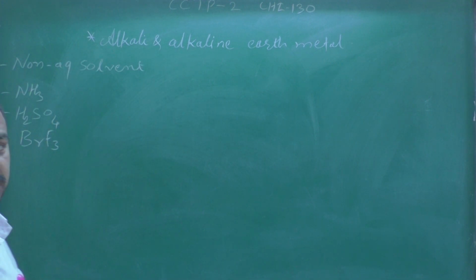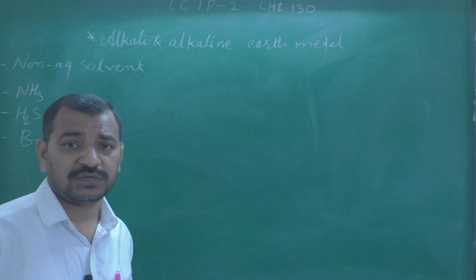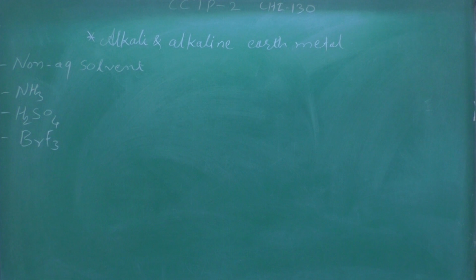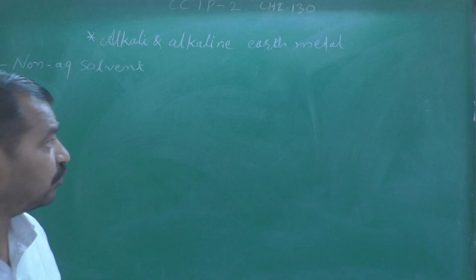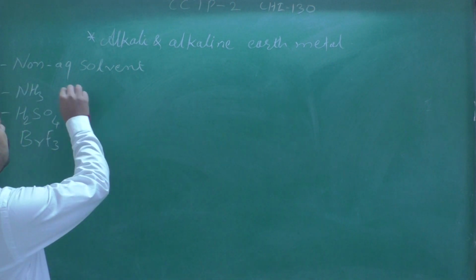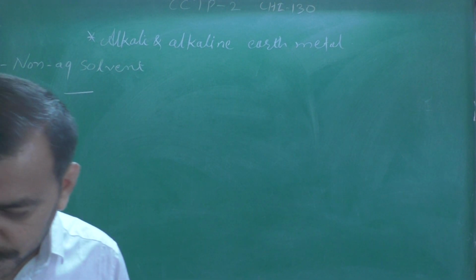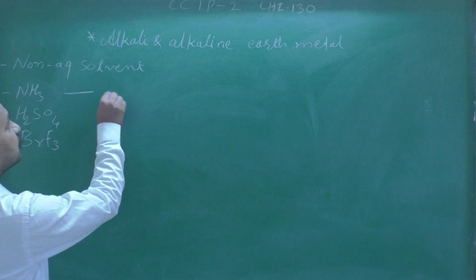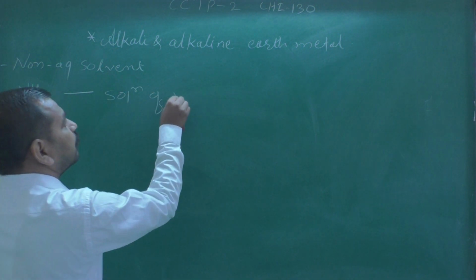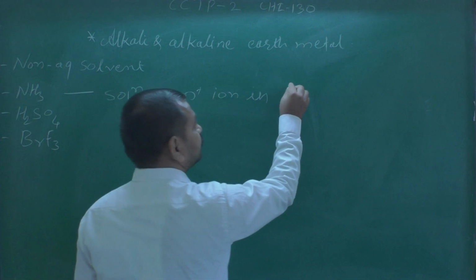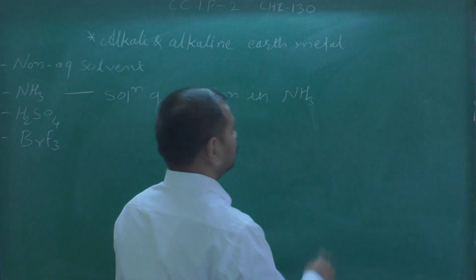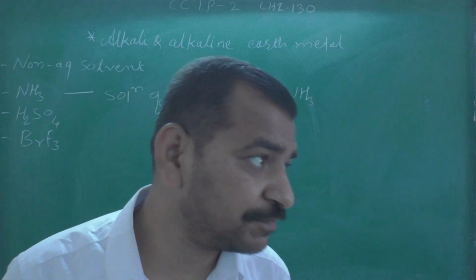Second, we discussed sulfuric acid. Sulfuric acid has higher polarizability as compared to water, and it is a non-aqueous, protic solvent. The next point today is the solution of metal ions in ammonia, NH3. You are familiar with ammonia.